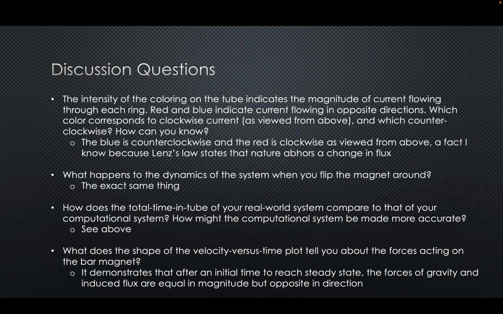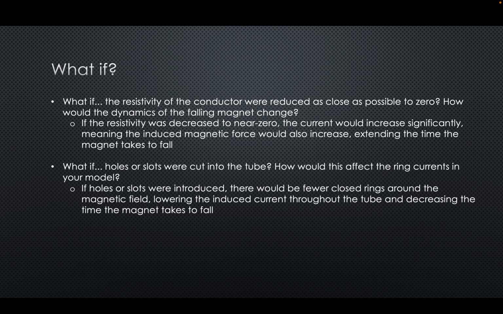The shape of the plot tells me that after they reach steady state, the forces of gravity and induced flux are equal in magnitude, but opposite in direction. If the resistivity of the conductor was reduced as close as possible to 0, then the current would increase, which would extend the time the magnet takes to fall. And if holes or slots were cut into the tube, it would cause fewer closed rings around the magnetic field, lowering the induced current and decreasing the time the magnet takes to fall.